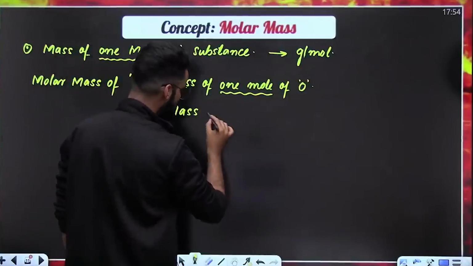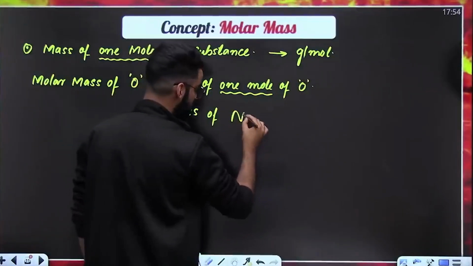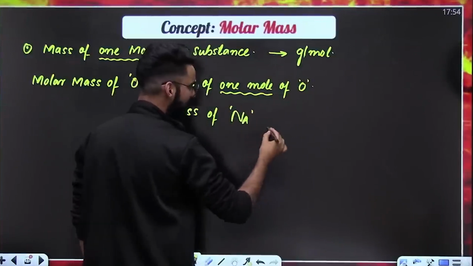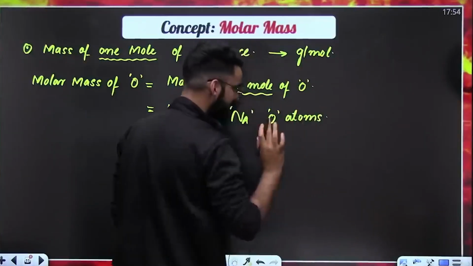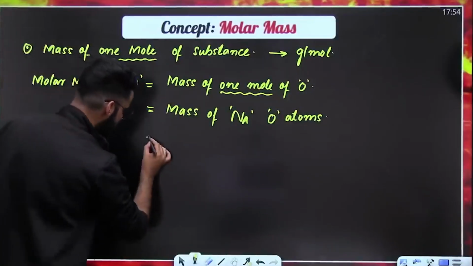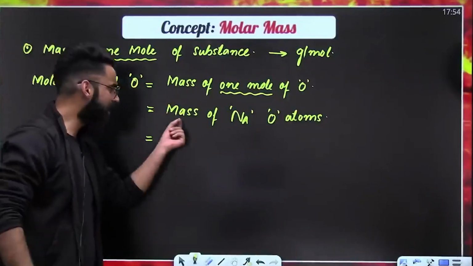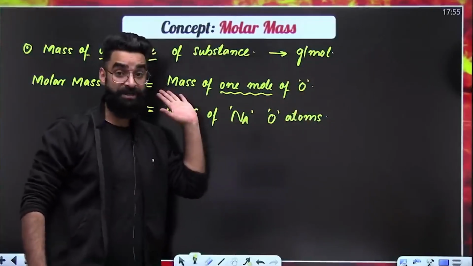Can I write this mass of 1 mole of O like this: mass of 6.022 × 10^23, which you call Avogadro's number, that is, mass of Na O atoms? Can I say something like this? Both the statements are the same. Their meaning is the same, right? Now, understand one more thing. Mass of Na oxygen atoms.